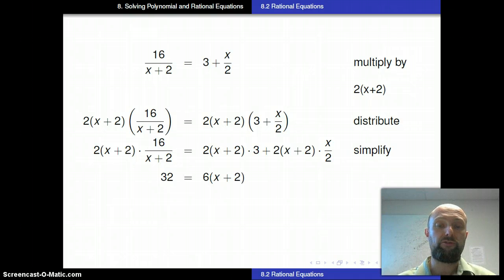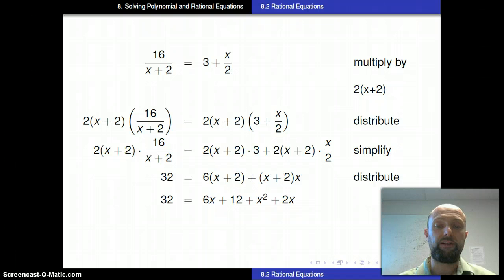For the second term, we have 2 times x plus 2 times 3. 2 times 3 is 6, so we get 6 times x plus 2. For the third term, we have 2 times x plus 2 times x over 2. 2 cancels out, and we are left with x plus 2 times x. We distribute and find 32 is 6x plus 12 plus x squared plus 2x. We simplify by combining 6x and 2x. We get 32 is x squared plus 8x plus 12.